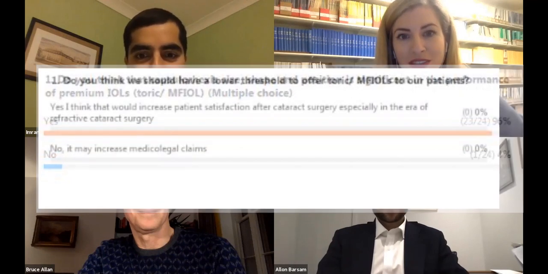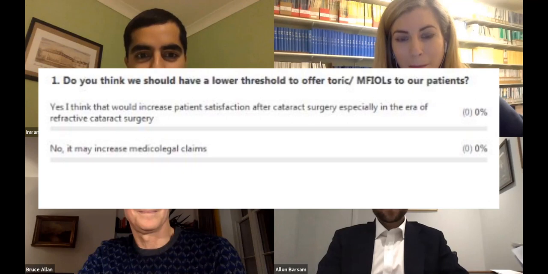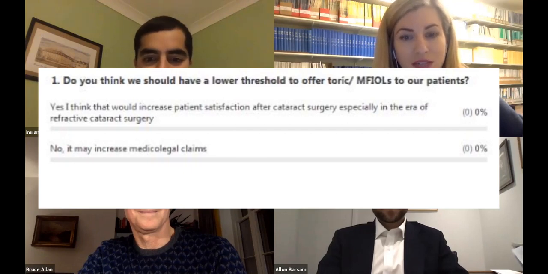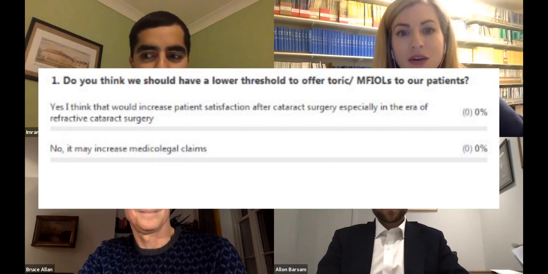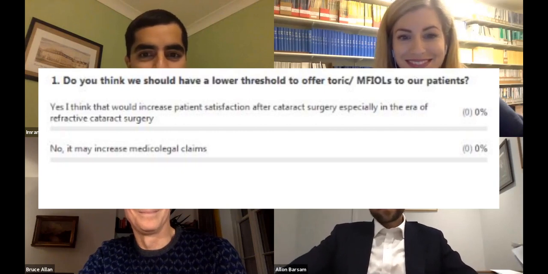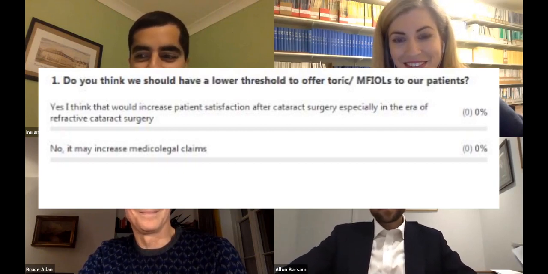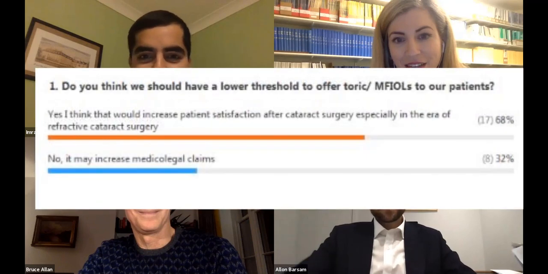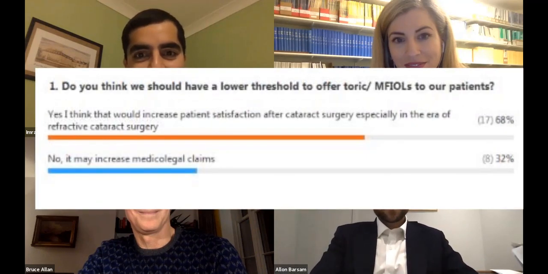And our last question. Do you think we should have a lower threshold to offer toric or multifocal IOLs to our patients? First option, yes. I think that would increase patient satisfaction after cataract surgery, especially in the era of refractive cataract surgery. Or no, it may increase medical legal claims. Which one do you think? So most of you feel that we should offer it more. Okay, that's very interesting. Thank you.